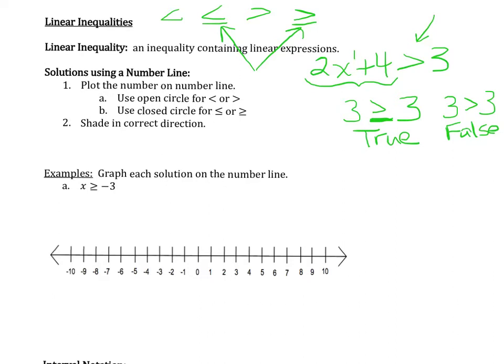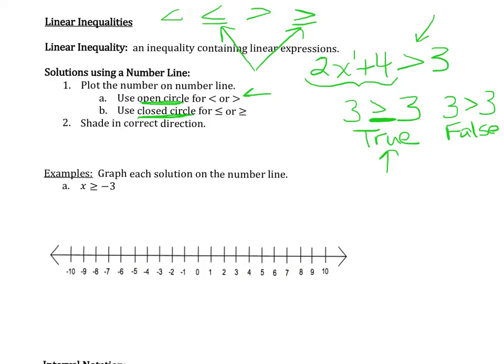When I have this equal sign, I'm going to use a closed circle. That means the number I'm using is a part of my solution; I would get a true statement if I substituted it back in. I'll use an open circle when I don't see the equal sign, for these types of inequalities, a less than or a greater than. Once I plot it, I have to shade in the right direction. Numbers that are greater than a number are going to be to the right, and numbers that are less than are going to be to the left.